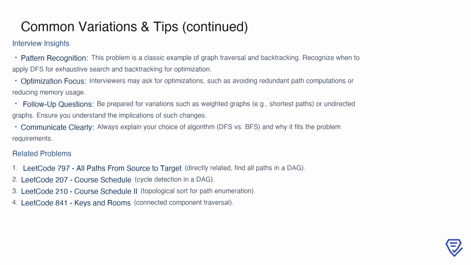Clear communication is critical. Explain your choice of algorithm, whether it's DFS or BFS, and how it fits the requirements of the problem. You should also be familiar with related problems, like LeetCode 207 for cycle detection or LeetCode 210 for topological sorts, as these can deepen your understanding of graph-based challenges.